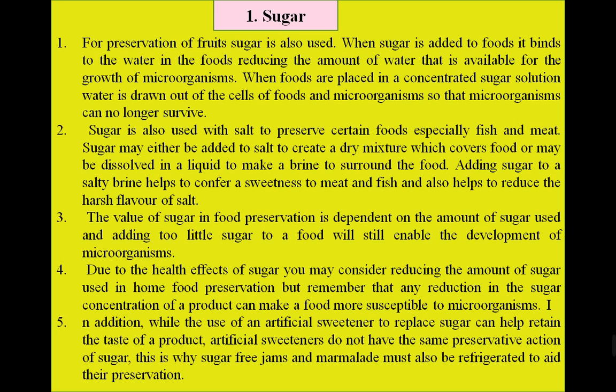The value of sugar in food preservation is dependent on the amount of sugar used, and adding too little sugar to food will be unable to prevent the development of microorganisms. Due to the health effects of sugar, you may consider reducing the amount of sugar used in home food preservation, but remember that any reduction in the sugar concentration of a product can make a food more susceptible to microorganisms. In addition, while the use of artificial sweeteners to replace sugar can help retain the taste of a product, artificial sweeteners do not have the same preservative action as sugar. This is why sugar-free jams and marmalades must also be refrigerated to aid their preservation.